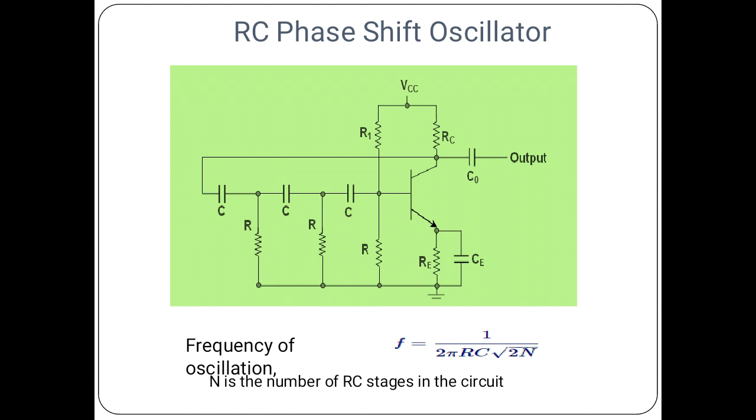The feedback network is made up of either LC components or RC components, that is inductor and capacitor, or resistor and capacitor. Based on the elements available in the feedback network, the oscillators are categorized as LC oscillators or RC oscillators. Hartley oscillator, Colpitts oscillator, Clapp oscillator are few examples for LC oscillators. RC phase shift oscillator, Wien bridge oscillator are few examples for RC oscillators.